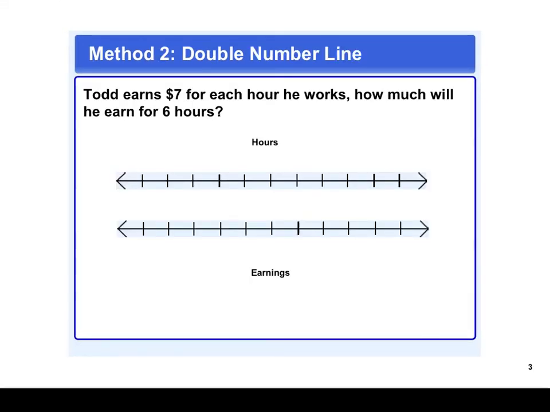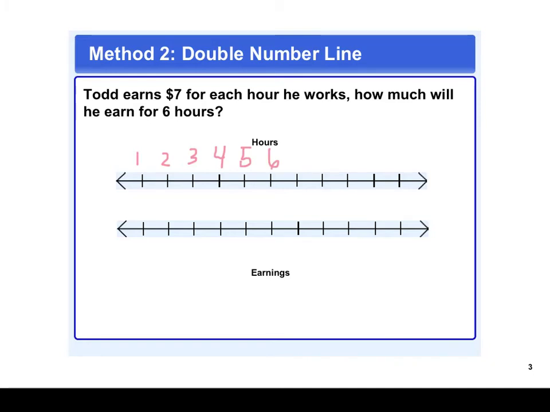The second method, the double number line, we saw in class the other day related to ratios. Here we're just going to again organize our information in a different way. It says that Todd earned $7 for each hour he works. We want to know how much he will earn for 6 hours. Well, if I start filling in hours, I have 1 hour, 2, 3, 4, 5, and 6.